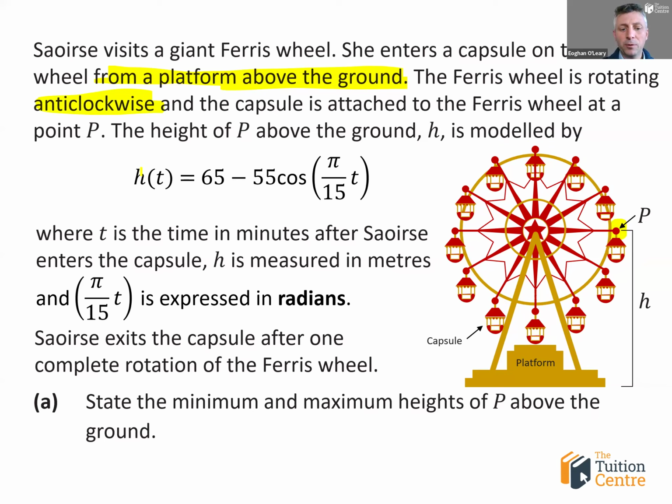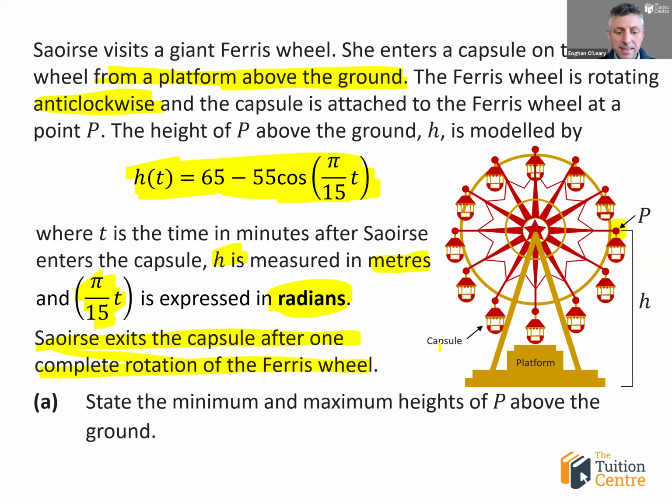The height of P above the ground is modeled by this function here. H of T is equal to 65 minus 55 times the cosine of pi over 15T, where T is the time in minutes after Saoirse enters the capsule. H is measured in meters, and pi over 15 is expressed in radians, as they always are. These periodic trigonometric functions are always in radians. Saoirse exits the capsule after one complete rotation.